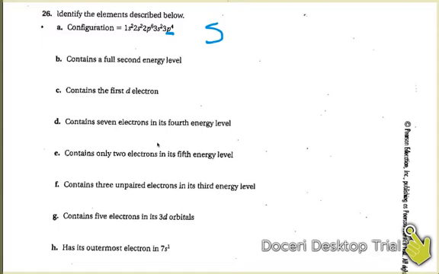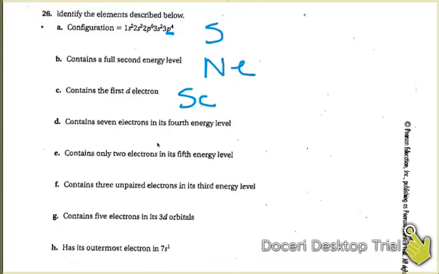B says it contains a full second energy level. Well, noble gases have full energy levels, so we need the noble gas in the second energy level, which is neon. C says contains the first d electron. Well, the first sublevel that has d is 3d, and the first element in 3d is scandium, so that's the first element that contains a d electron.